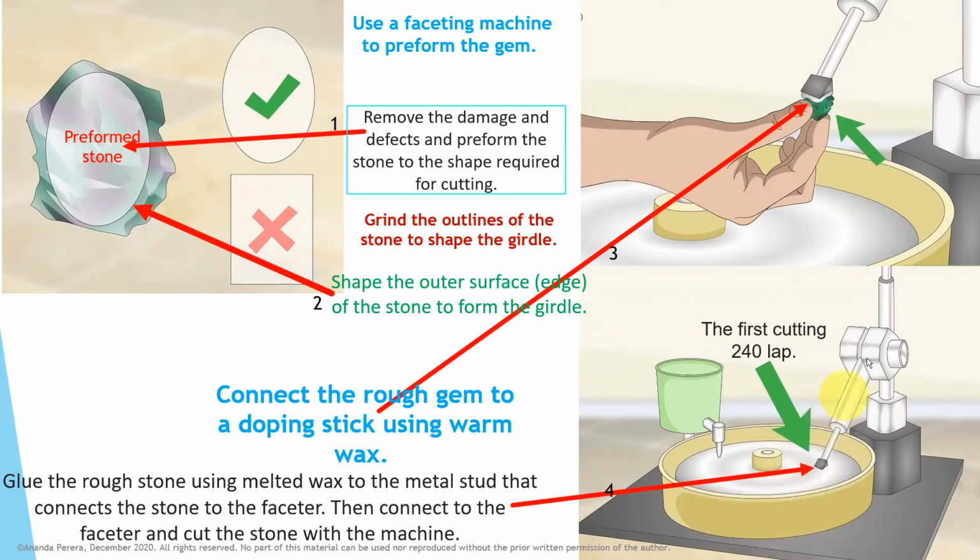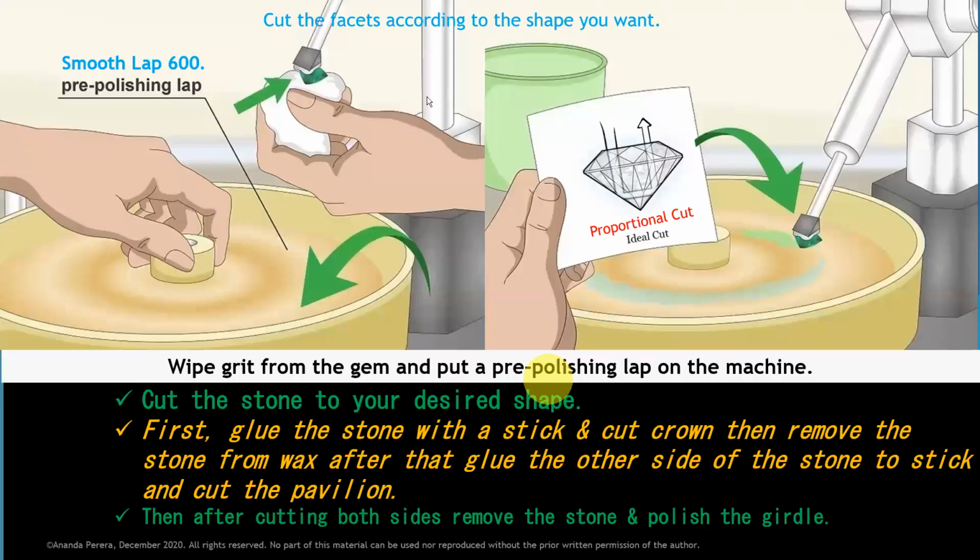This is the faceter. Cut the stone with machine. It is a German method. Earlier we learned the German method and the Japanese method. We can use one out of those. Right. Now look at here. Cut the facets according to the shape you want.